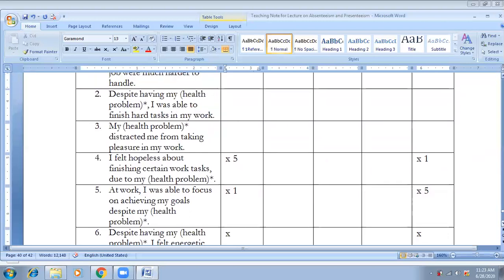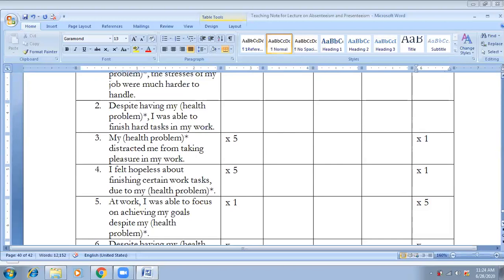Then, my health problem distracted me from taking pleasure in my work. So that indicates the person couldn't enjoy work. If I strongly disagree, that means I went to work and the health problem was not a problem to getting pleasure in the work. So strongly disagree means increasing presenteeism, and strongly agree means reducing presenteeism.